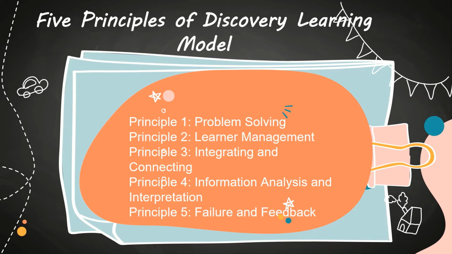Principle 5 is failure and feedback. Learning doesn't only occur when we find the right answer. It also occurs through failure. Discovery learning does not focus on finding the right end result, but the new things we discover in the process. And the instructor's responsibility is to provide feedback, since without it, learning is incomplete.